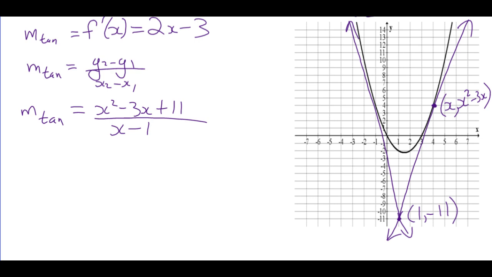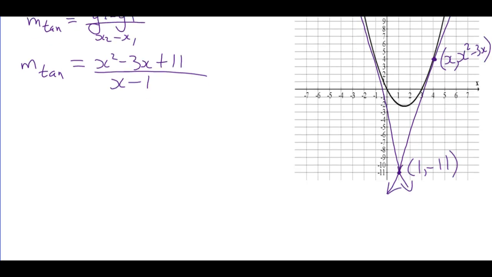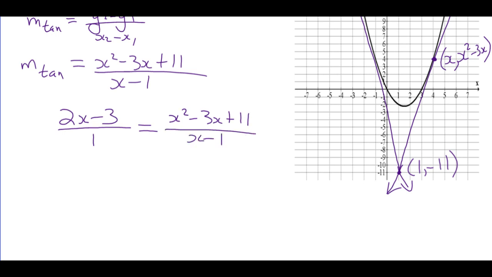The slope of the tangent is 2x minus 3, but the slope of the tangent is also x squared minus 3x plus 11 over x minus 1, so they must be equal to each other. So we can set 2x minus 3 equal to that. So we have two different ways of expressing the slope of the tangent.